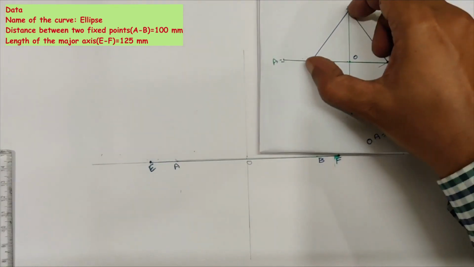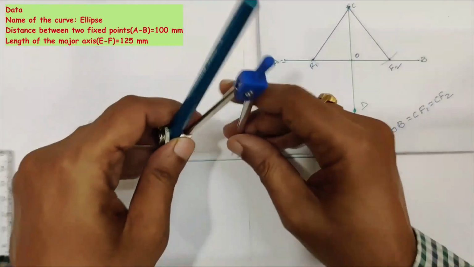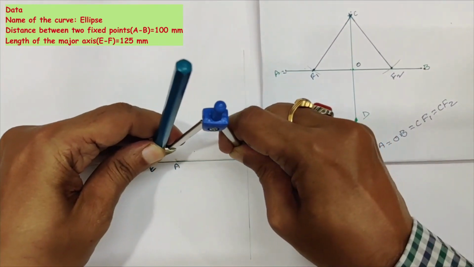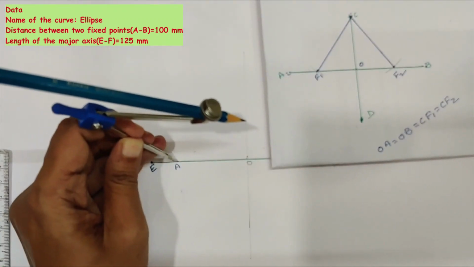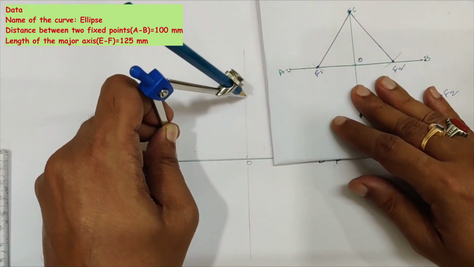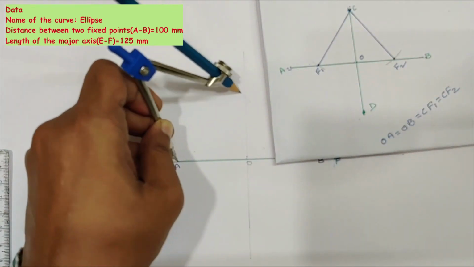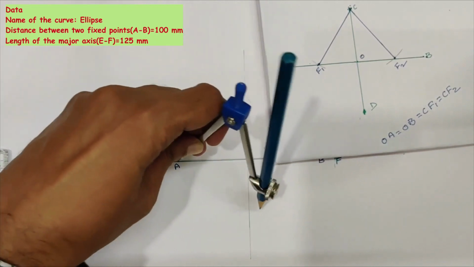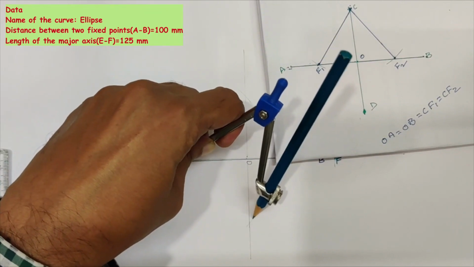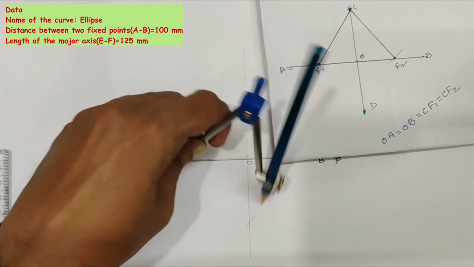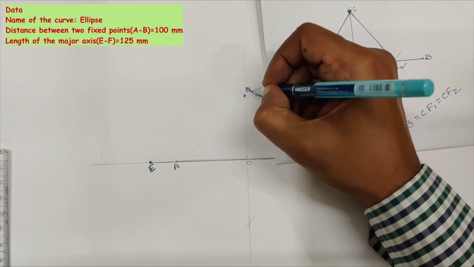Here CF1 distance is equal to half of the major axis. So take half of the major axis as a radius, that is OE as a radius, and a fixed point as a center. Here A is the fixed point, that is F1 point in this case. Here we are naming it as A. Then draw an arc on the perpendicular bisector passing through O. That arc is to be drawn above O as well as below O on the perpendicular bisector, and name these points as G as well as H.